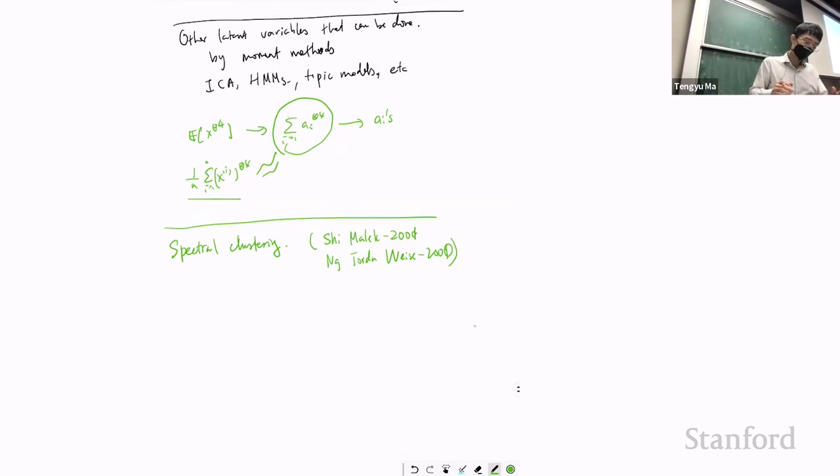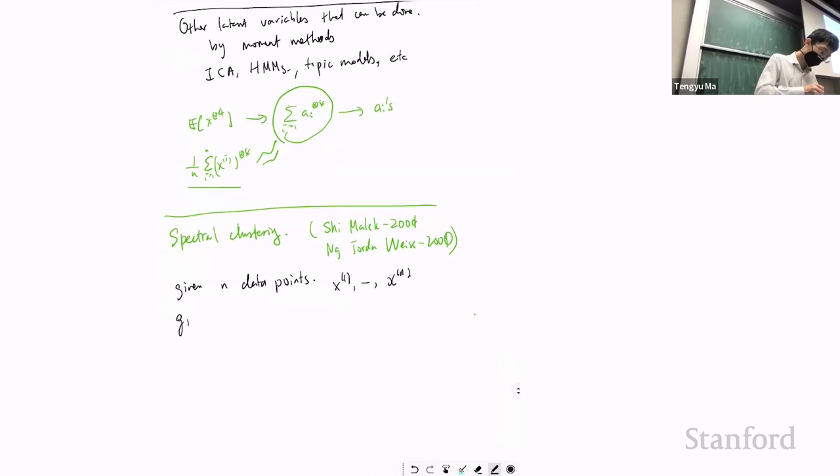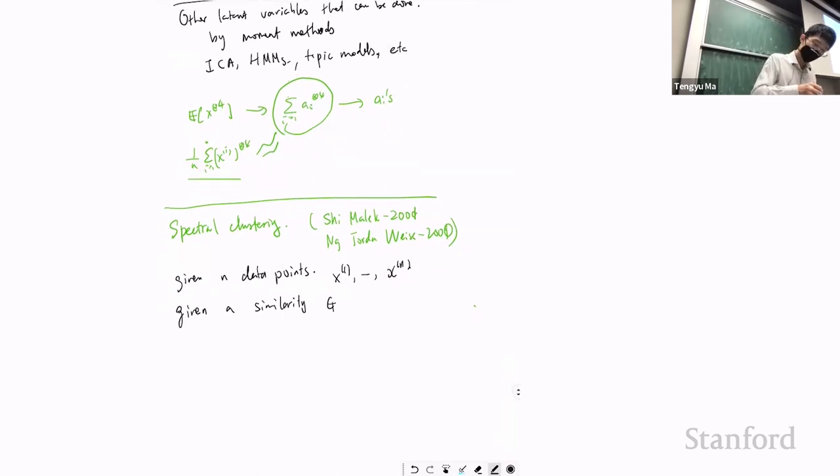So the general idea is that we are given n data points, let's call them x1 up to xn. And for the moment, let's say we are given a similarity matrix. Don't ask me how to get this. Let's just assume that we have a similarity matrix G, which is of dimension n by n. Actually, constructing this similarity matrix is going to be a problem to some extent, but for the moment, let's say we have this.